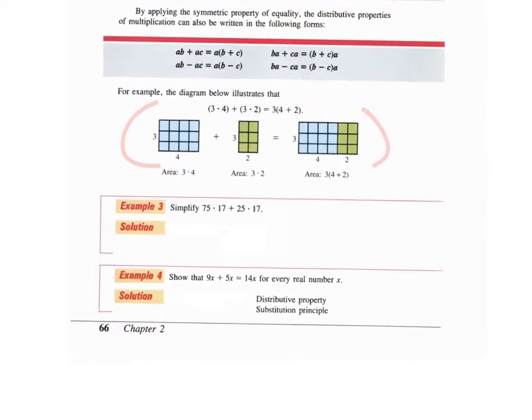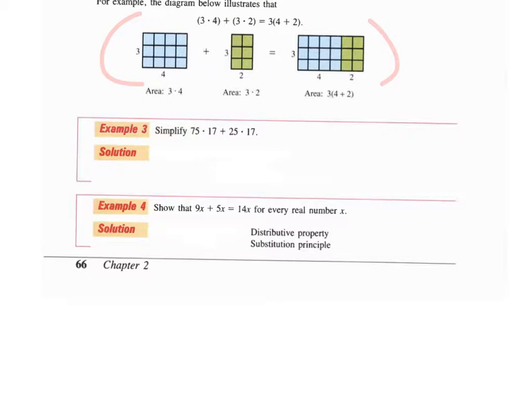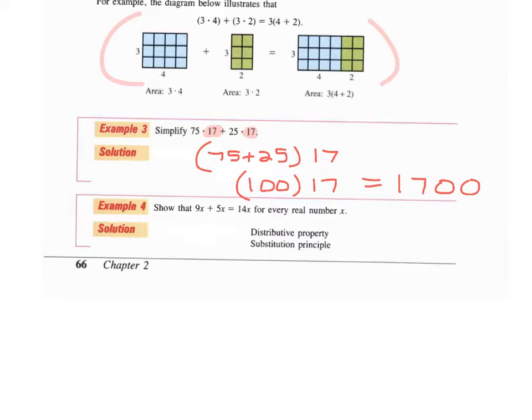All right, the next one, this time we're sort of working backwards of distributive property. Notice in this problem what they both have in common. They both have the number 17. So if they ask you to reverse this and now put 75 plus 25 in the parentheses and then the 17 outside, what you would do here is add the 75 and the 25 and get 100, and then multiply to the 17 and get 1,700.